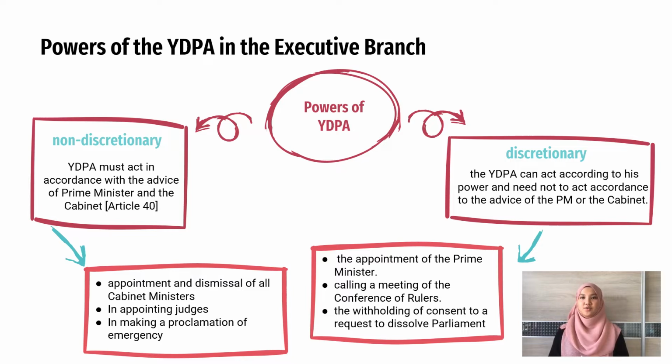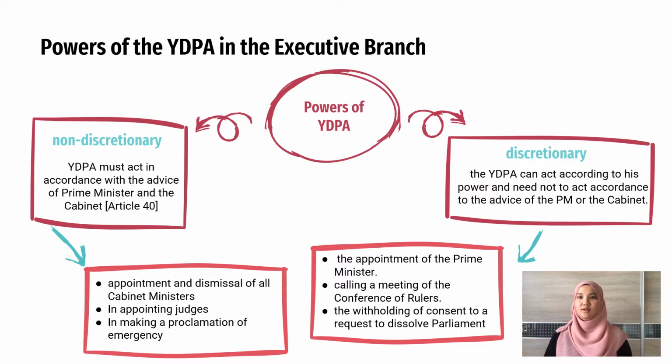However, for a few functions and powers, the YDPA does not have to act on the advice of the Prime Minister or Cabinet, but can act on his own discretion. This is what we call a discretionary power. Among the powers include the appointment of the Prime Minister. However, the Yang di-Pertuan Agong must appoint a member of the Dewan Rakyat who in his judgment is likely to command the confidence of the majority of the members of the Dewan Rakyat.